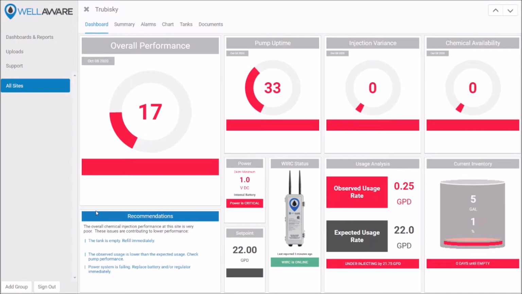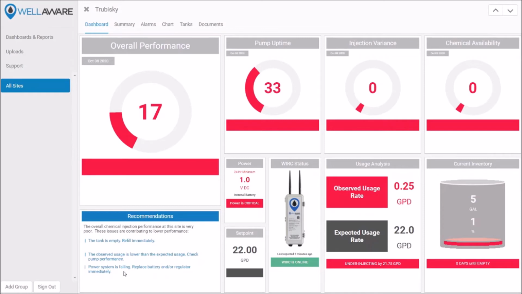As I look at this dashboard, I see that I've got a lot of red and a lot of problems. That's why this overall performance index is so low. I can briefly look at my recommendations down here and see 3 things that are a big problem. First of all, the tank is empty. That's a problem, and that's probably causing the observed usage being lower than the expected usage quite significantly. And lastly, I see that my pump power system is failing. So this is a trifecta of issues that is causing severe underperformance.